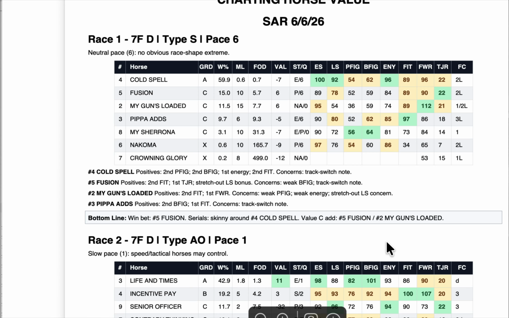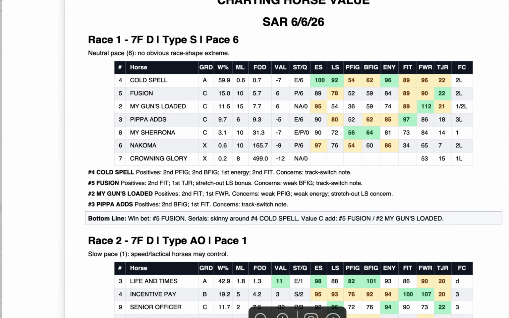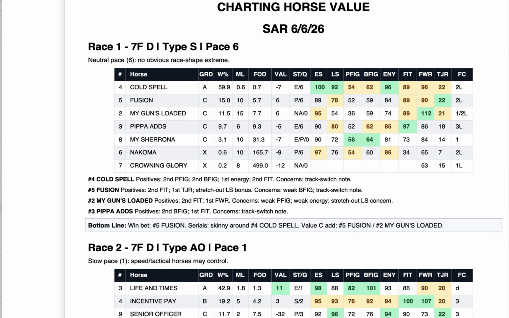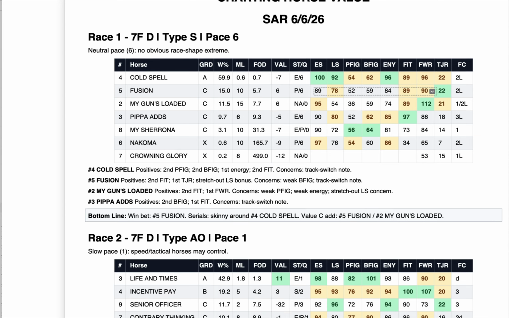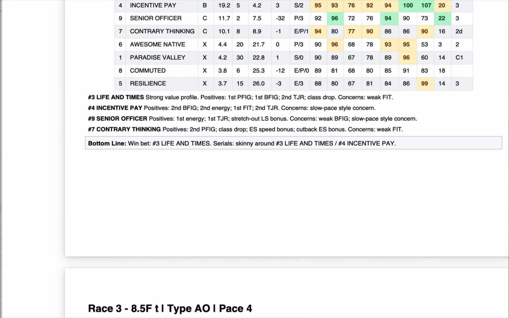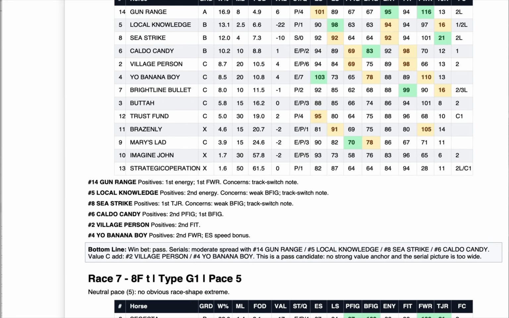This is a handicapping report I'm working on. So charting horse value 6.6. It gives a little table, talks about the top horses, it gives you kind of a bottom line. This is a massive work in progress, but it's looking pretty clean. And we'll scroll down to the Belmont just for fun.